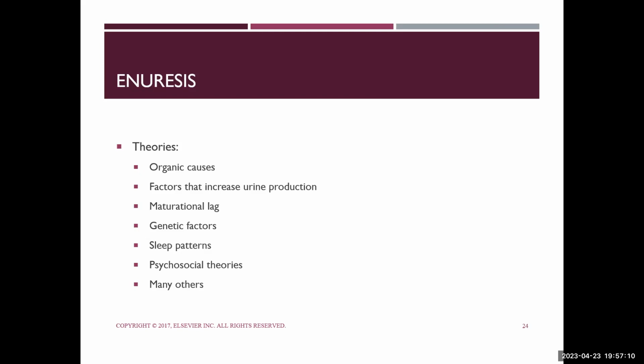For someone to be diagnosed with enuresis, they have to be at least 5 years old, and they have to have bedwetting that occurs 2 times a week over the last 3 months, and a recurrence of bedwetting after 6 months of no bedwetting.